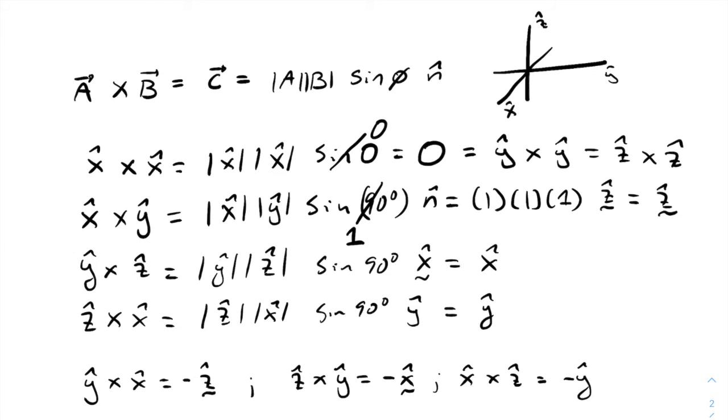Then, what happens if we take these cross products of the unit vectors in the opposite order, meaning y times x instead of x times y? As we have seen before, the result is in the opposite direction to what we found. So the result of this cross product is the negative of the z unit vector, and the same for the other two cross products: z times y will be negative x, and x times z will be negative y.